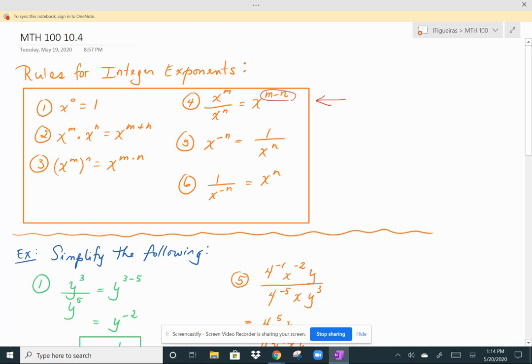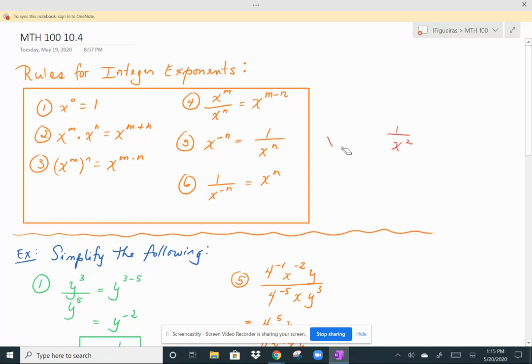But along with that rule, oftentimes you have to use rule number 5, because if you have a negative exponent in your expression, you always have to express these expressions as a positive exponent. And the way you do that is by taking the reciprocal of the expression and changing the exponent sign to its positive counterpart. So in other words, x to the negative 2 is the same as 1 over x squared. So just keep that in mind. You should never have negative exponents in your final answer.